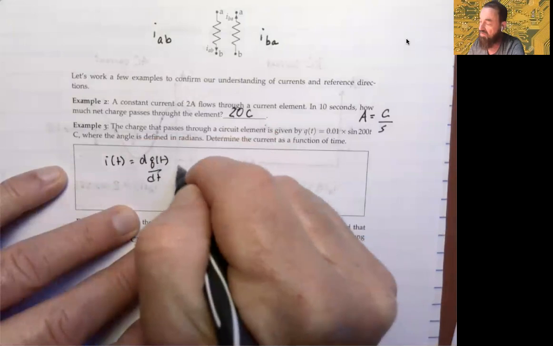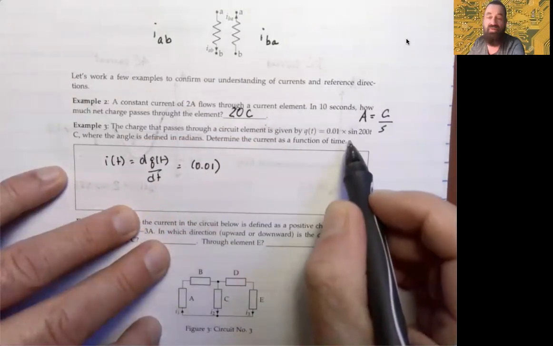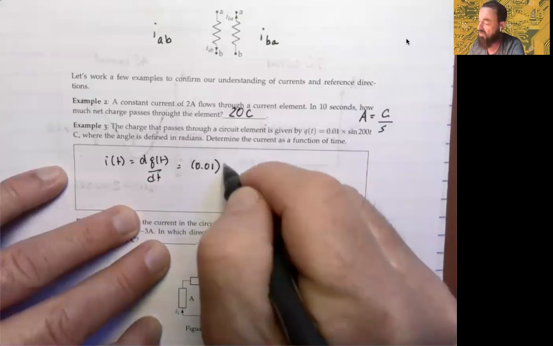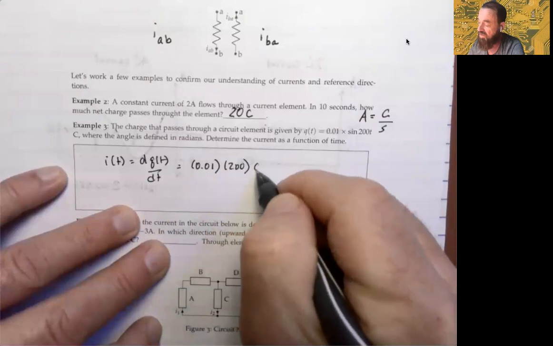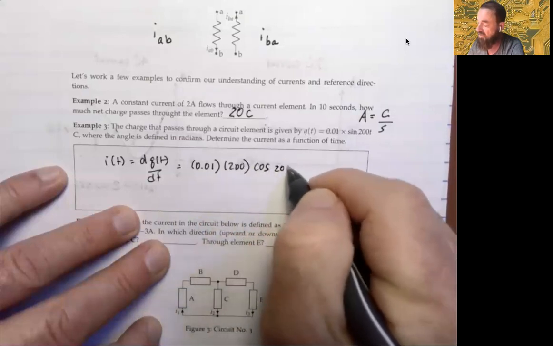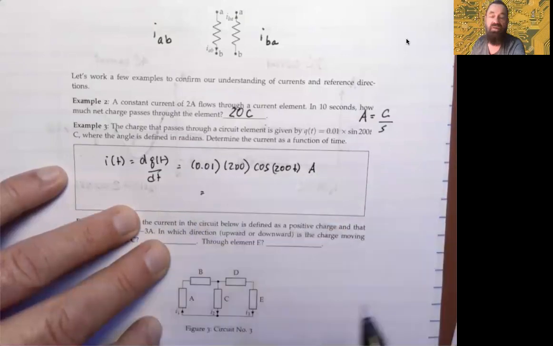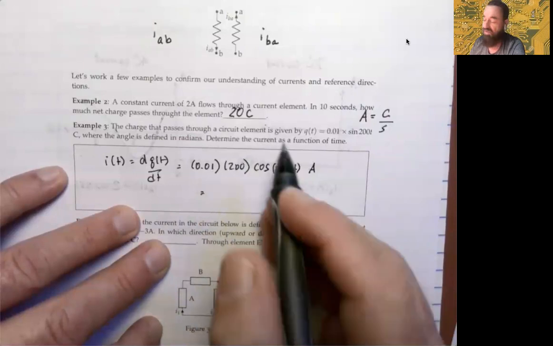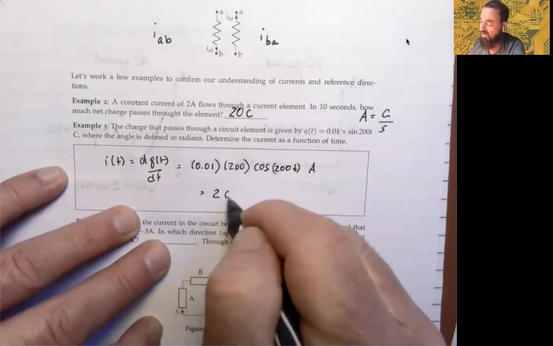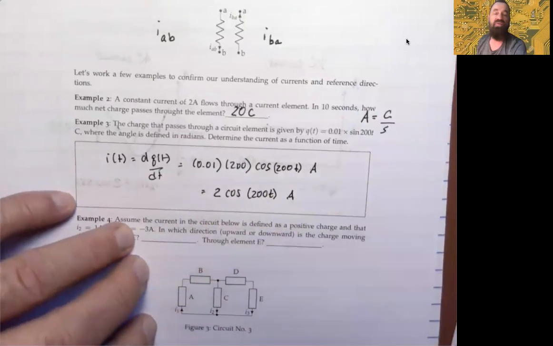The constant, you pull it out just like you did in Calc 1, and you're taking the derivative of sine 200t, which should be 200 times the derivative of sine, which is cosine, so we should have cosine of 200t. That's the angle, and that is amperes. Again, you multiply these two, 1 over 100 times 200 is just going to give you 2 cosine 200t amperes, right?